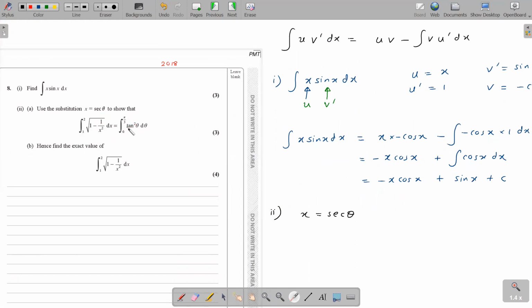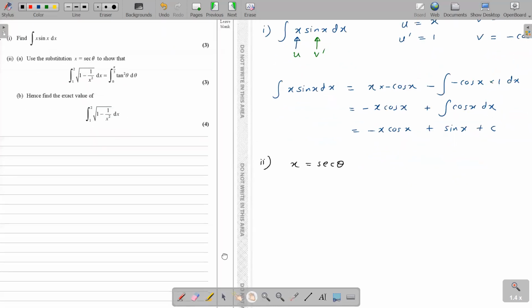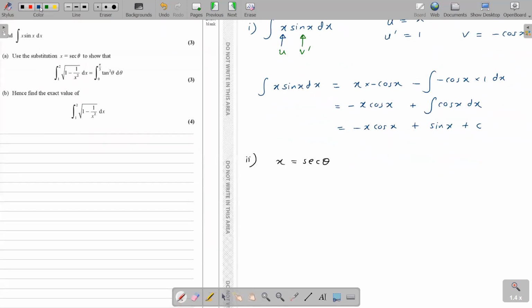So you just need to do the conversion. Whenever they give you a substitution, what's the first thing we do? We must differentiate the given substitution. So dx by d theta equals sec differentiation, which is sec theta tan theta, isn't it? I'm differentiating with respect to theta. So I can get the replacement for dx. So dx is sec theta tan theta d theta.